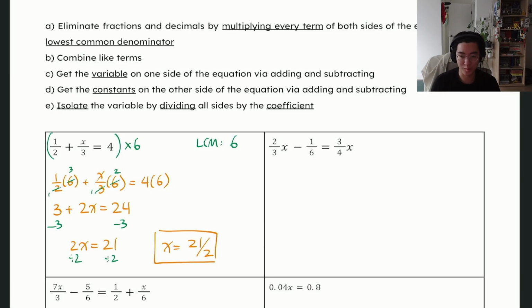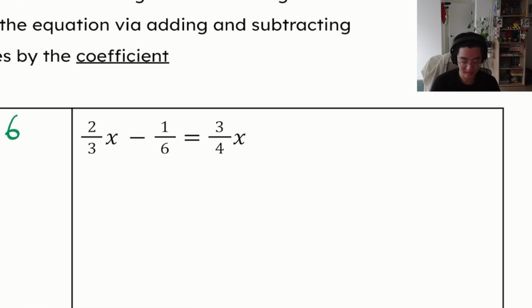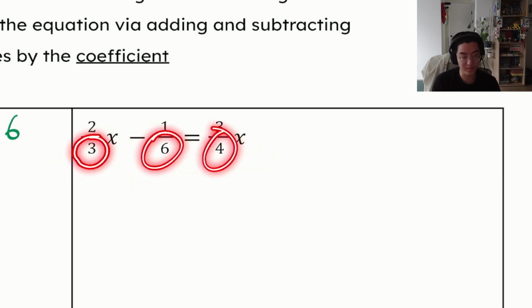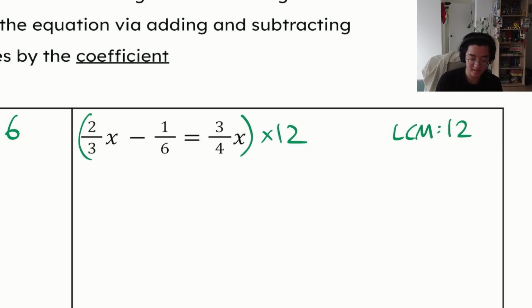Alright, next one. What's the lowest common multiple of all this? The lowest common denominator. 3, 6, and 4. Okay, I want to get rid of them. Okay, so the lowest common multiple is 12. So, we multiply everything by 12, get rid of them all.